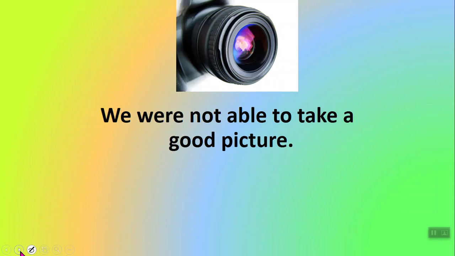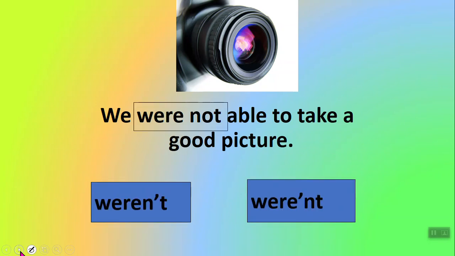We were not able to take a good picture. So what do we do? Instead of writing were not, we will join both these words and put an apostrophe instead of the O. So which is the correct way to write it? Instead of the O you can see an apostrophe. So this is the correct way to write it. Weren't.